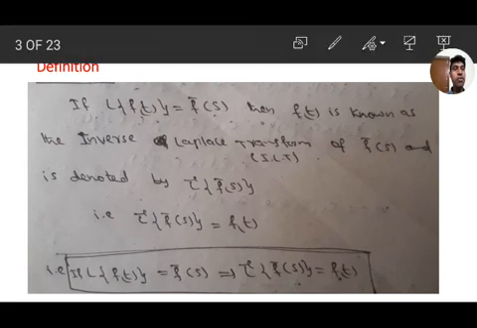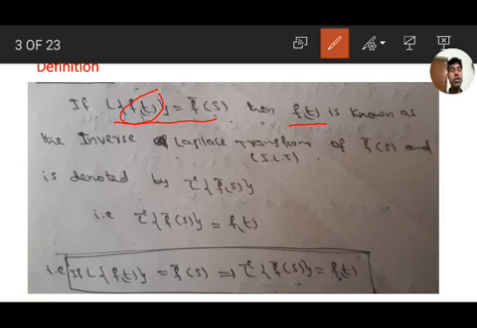If L of f of t equals f bar s, then f of t is known as the inverse Laplace transform of f bar s, and it is denoted by L inverse of f bar s. That is, L inverse f bar s equals f of t.